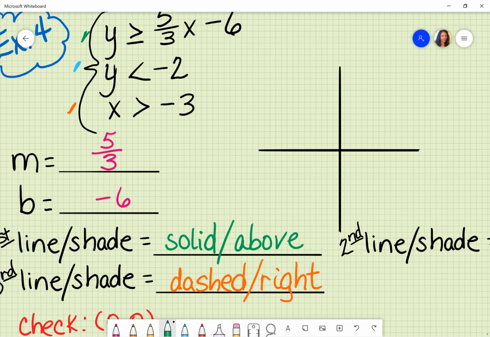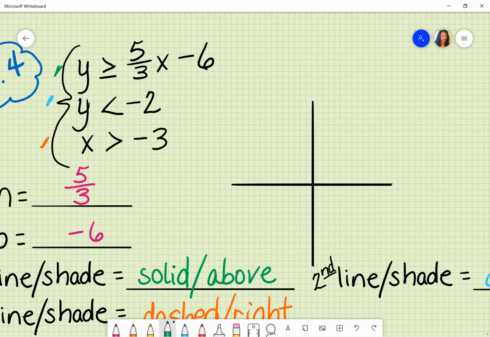So let's go and get started with that first one. We're going to go down to -6 on our y-axis. From there, go up 5. I forgot to write it over to the side, but I know to do it. I'm just used to doing it this way, but just to help someone else out. Okay, so go up 5 and then to the right 3. Go back to your y-intercept. That's your starting point. Go down 5 and to the left 3.